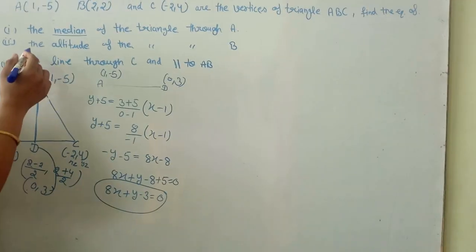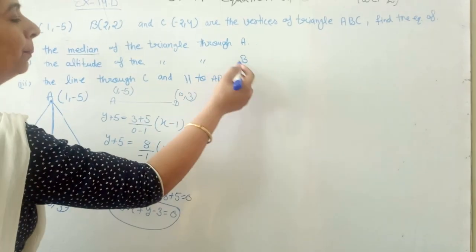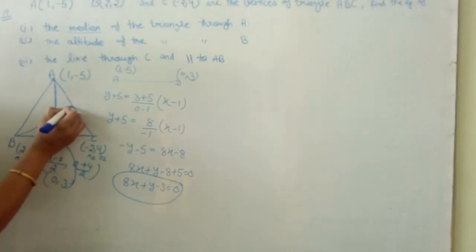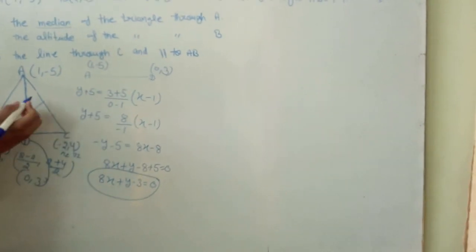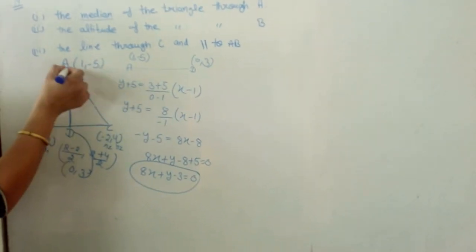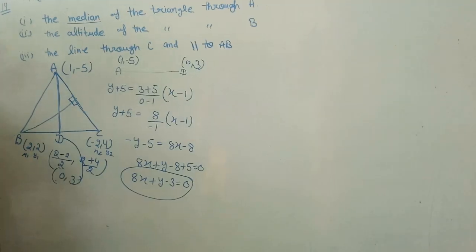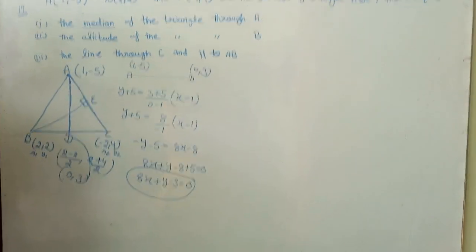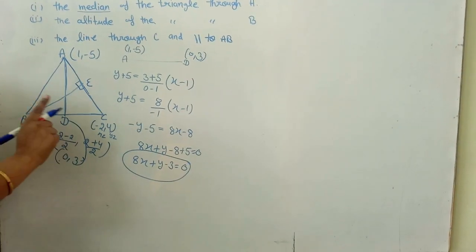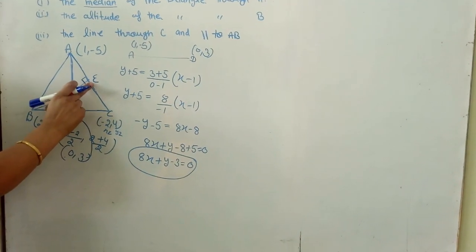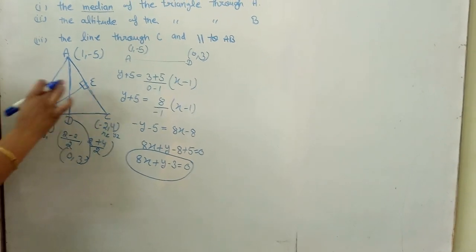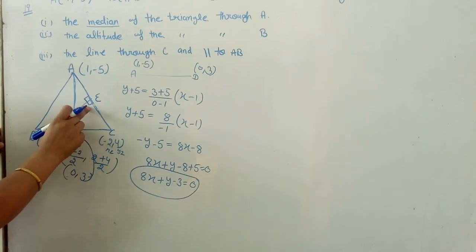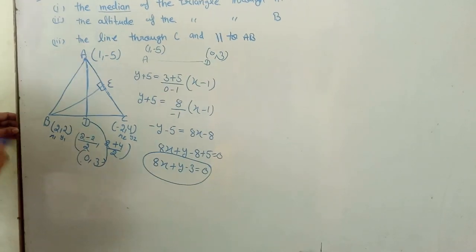Next, the altitude of the triangle through B. Student, altitude through B means this is the altitude. Through B, this altitude is perpendicular on AC. Let this point be E. But E is not the midpoint of AC, because B is not a median. BE is only an altitude, not a median, so E is not the midpoint.